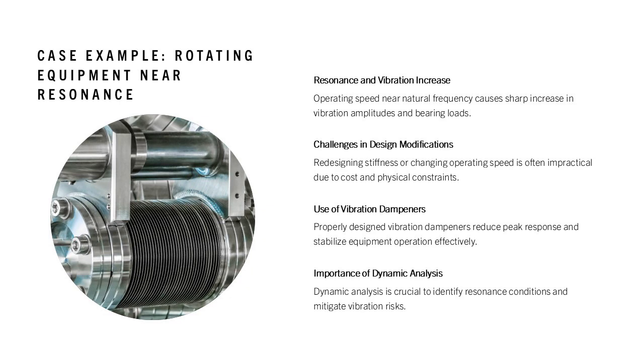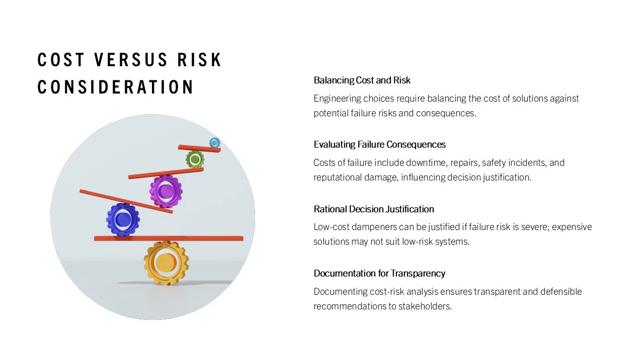This example illustrates how dampeners are often used as risk mitigation tools when other design changes are constrained by cost, schedule, or physical limitations. The case reinforces the importance of dynamic analysis in identifying resonance conditions. Engineering decisions must balance cost against risk. This slide explains how to compare the cost of a vibration dampener with the potential cost of failure, including downtime, repairs, safety incidents, and reputational impact.